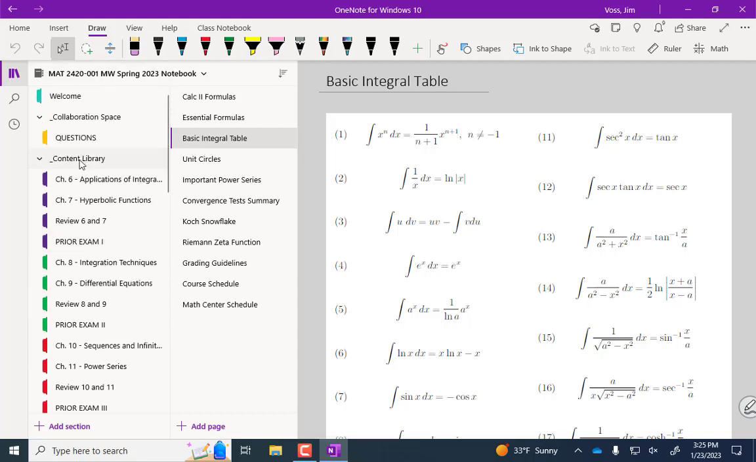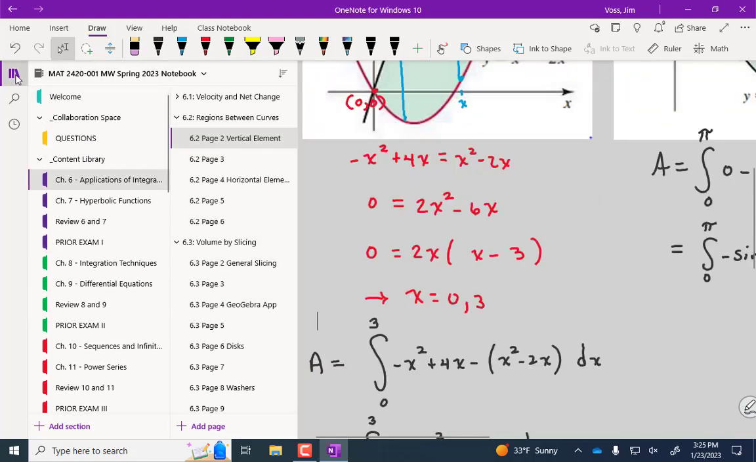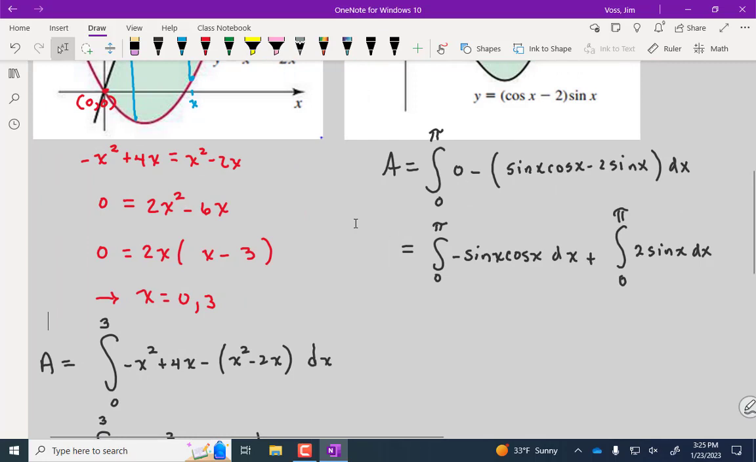So this says use the cross sections perpendicular to the x-axis, and they are squares. That's why I drew this element here vertically, because it says perpendicular to the x-axis. If you have an integrand that doesn't have an immediate antiderivative, the first technique you should consider is substitution.